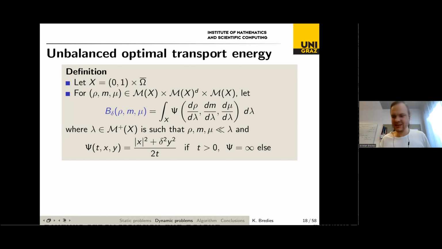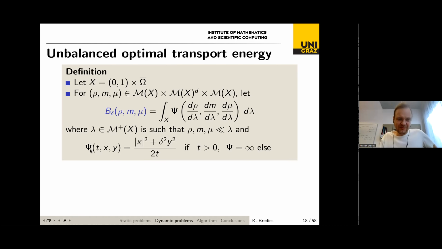Okay, so we want to use this unbalanced optimal transport energy as a regularizer, and of course we have to go through a little bit of the functional analytic framework that we have to set up. We have to consider a space-time cylinder, and measures on this space-time cylinder, so we are considering triplets here, and we set up this energy as follows. You choose one positive measure dominating all measures of the triple, and then plug in this function psi. You plug in the Radon-Nikodym derivatives and integrate with respect to the dominating measure.